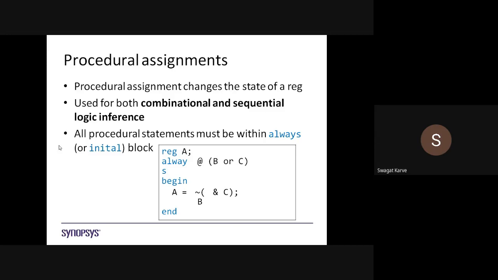So these are the statements that we use under the continuous assignment blocks. This is about the concurrent blocks, that is the first type of assignments in Verilog.